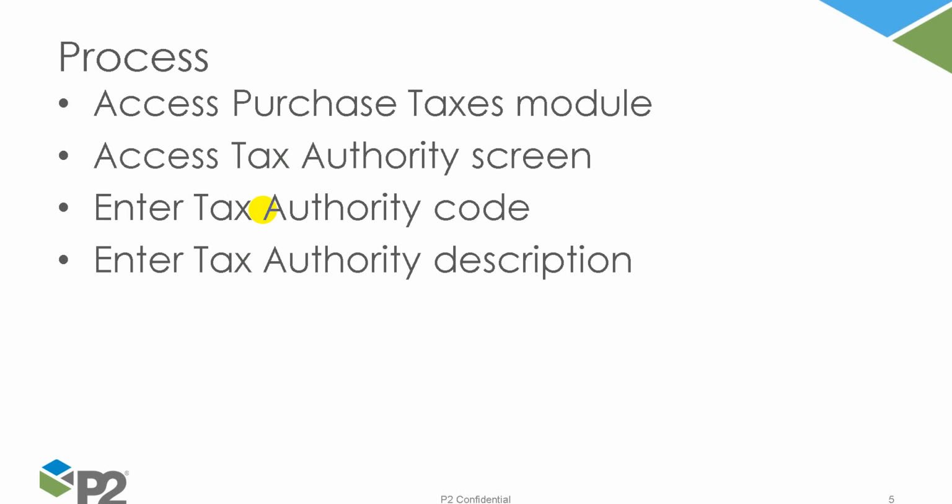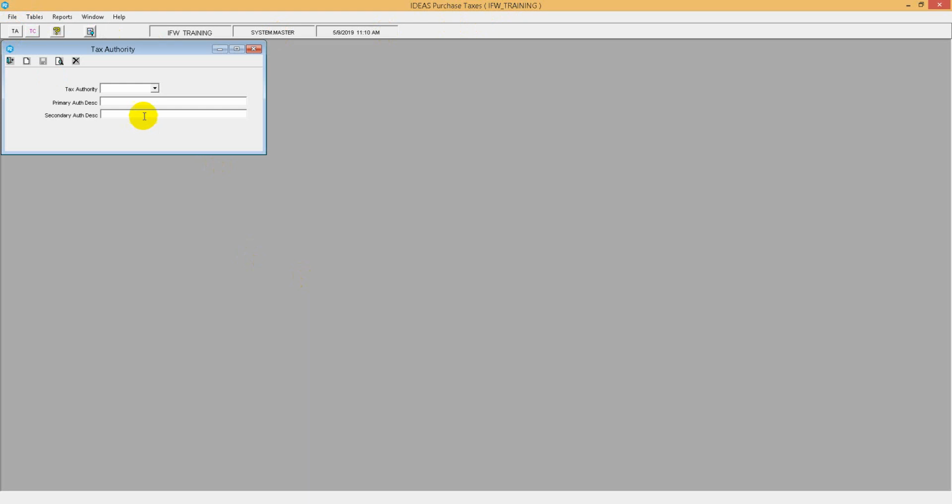So let's look at the process in the IDEA screens. So we go first to the Purchase Taxes module, then we go to Tables, Tax Authority, or we click on the TA Quick Access button. Now we can go ahead and enter the tax authority ID.